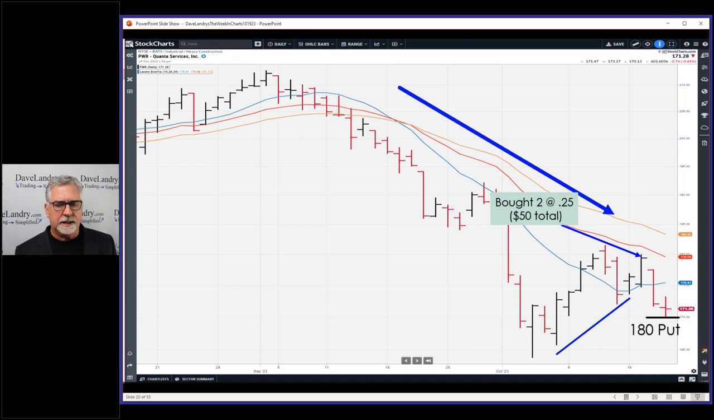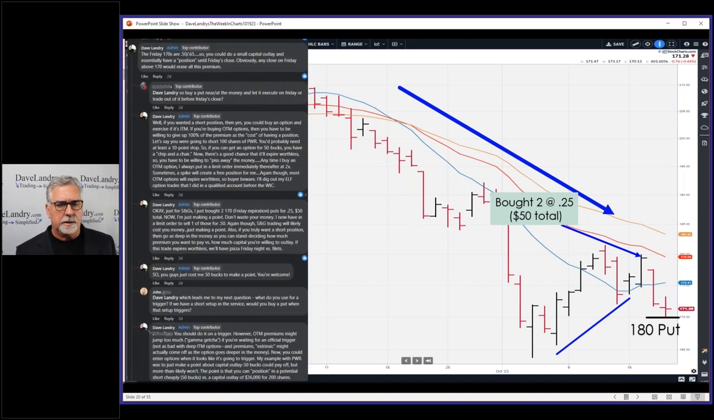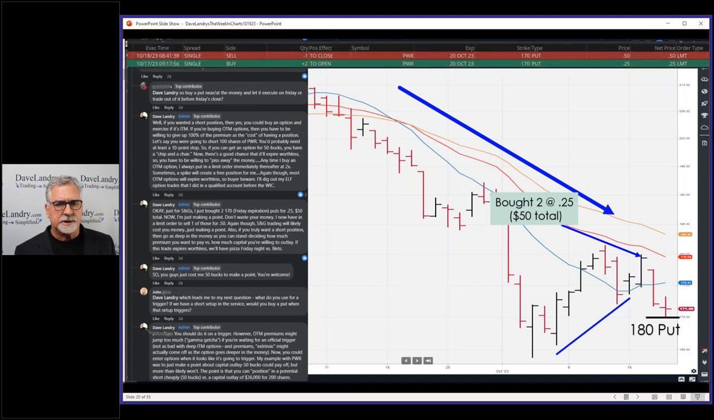And fortunately, it did sell off. And as you saw a second ago, I was able to cash out half of those for $50. I don't remember where it closed, but I know right before the close, it was a buck or two in the money. So those options are worth a couple hundred, maybe a little less.